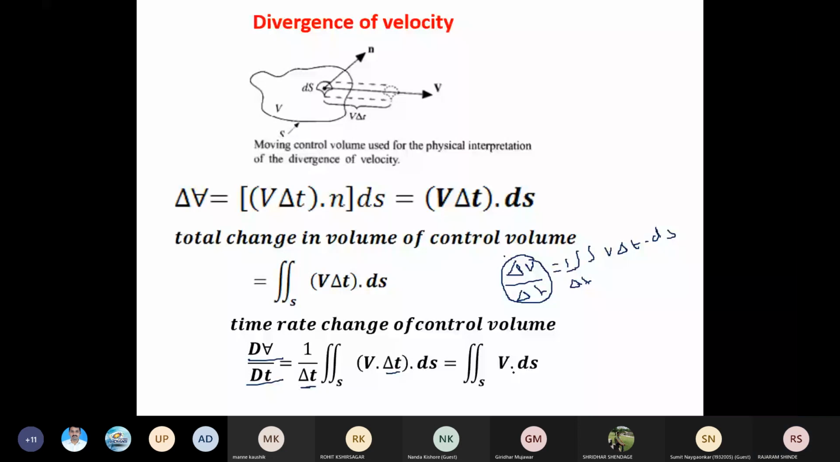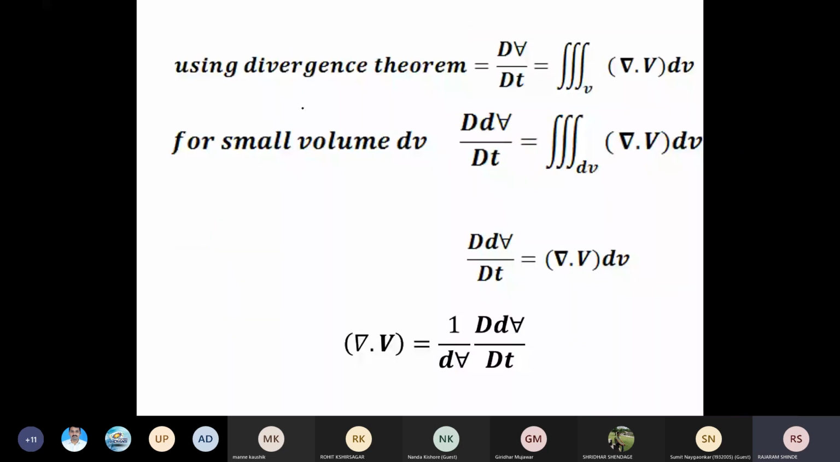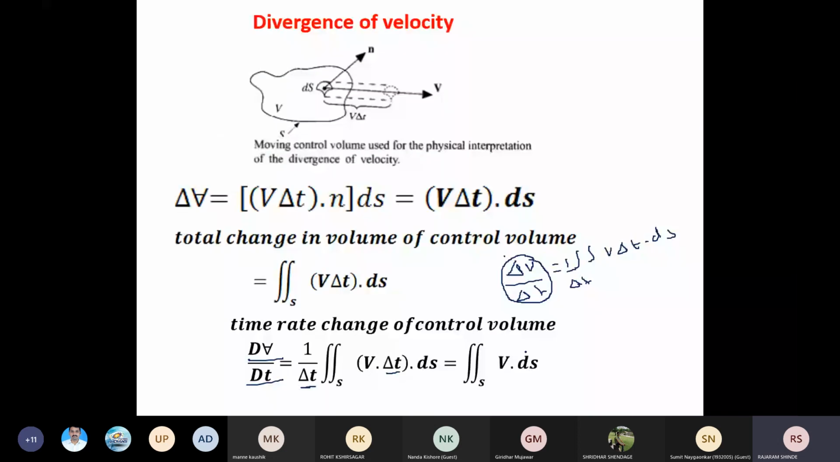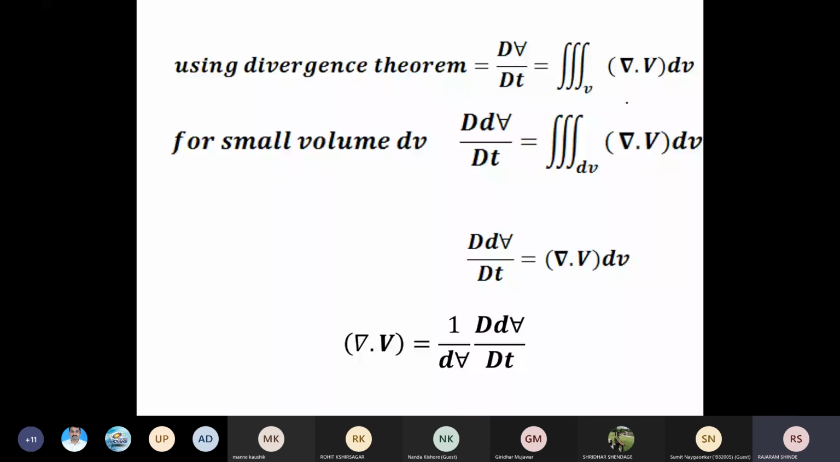Now next one, if we use divergence theorem, you can see here phi ds I have taken here. If we use divergence theorem, dv by dt, I have converted that surface integral to the volume integral, and for converting a surface integral to a volume integral, we have to multiply by this del operator. It is del dot v dv. Okay, and if we take a small volume, suppose it is an elementary volume dv, then this v will be replaced by dv. It is d delta v or dv by dt, that is equal to this one.